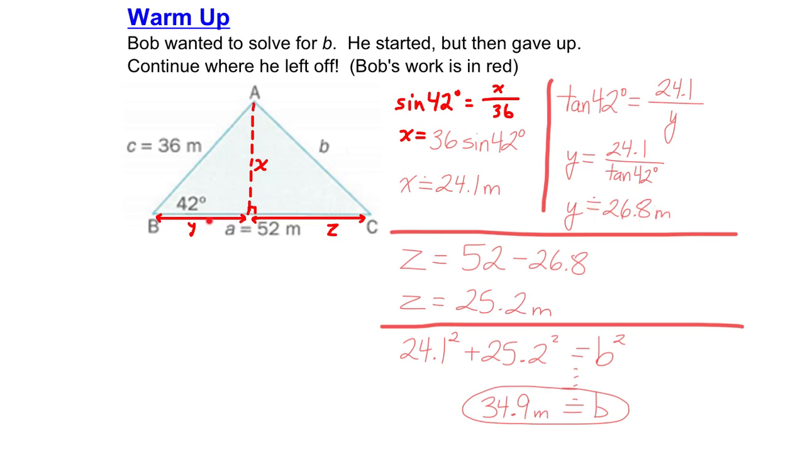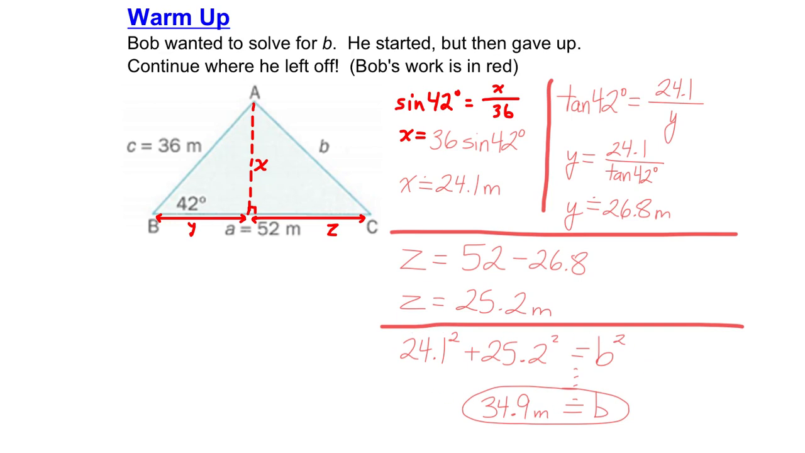Now that I know how long this section is, I can figure out how long this section is, labeled z. It's the entire length, 52 meters, minus the 26.8 meters that y was. And I end up with 25.2 meters. That's how long this part is. Now I can look in this big triangle. I know two sides. I can figure out the third using the Pythagorean theorem, and I get about 34.9 meters as the length of b. So this question recaps using the primary trigonometric ratios, sine, cos, and tan, and it also reviews Pythagorean theorem.